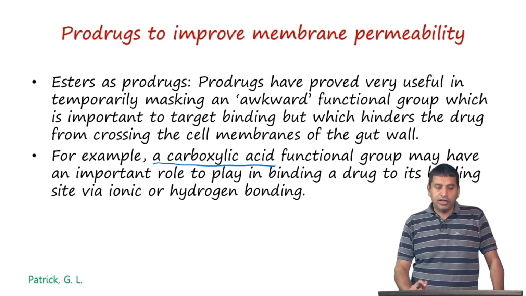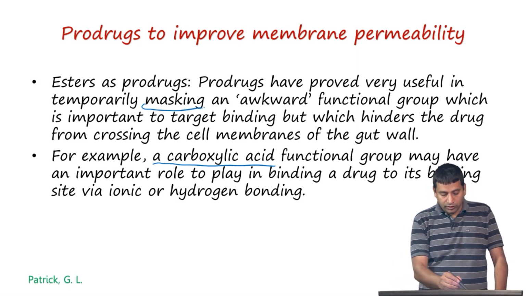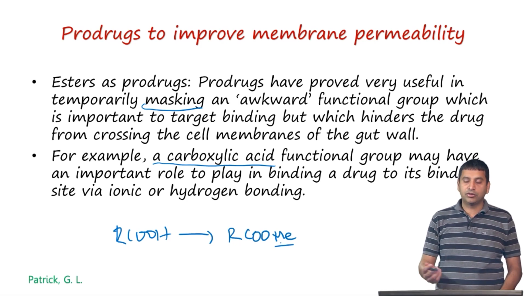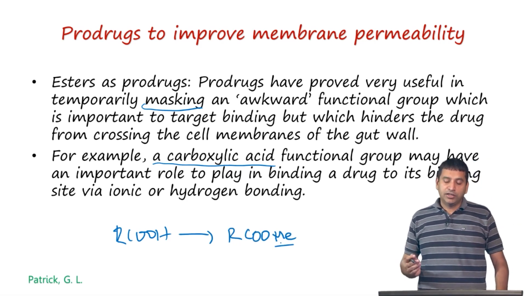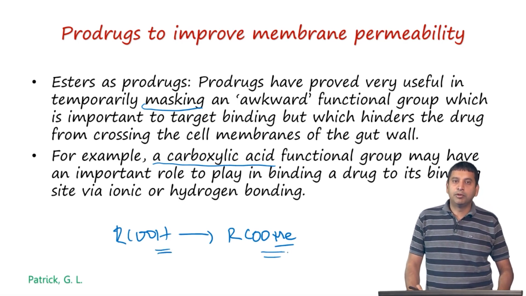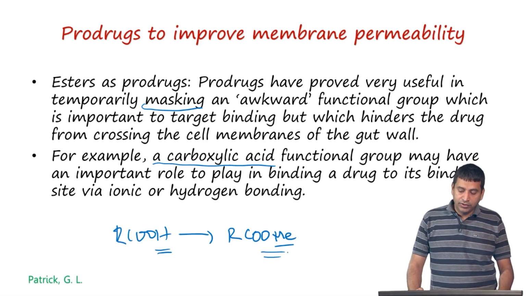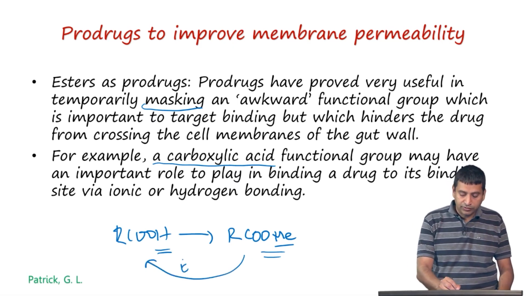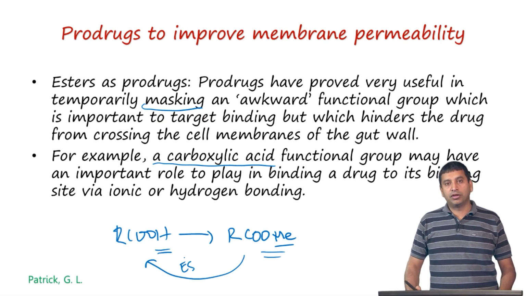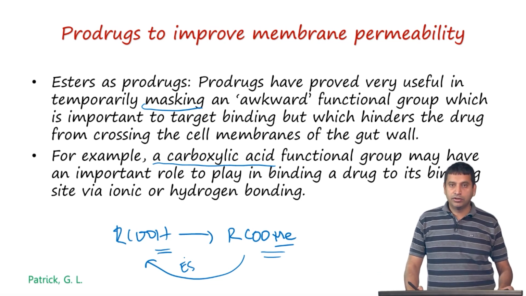Okay. So, this provides a temporary mask. So, you convert a carboxylic acid RCOOH to the corresponding ester. In this case, we can think about a methyl ester or an ethyl ester, and what it does is that because you have converted a highly polar group to a less polar group, the membrane permeability improves. Okay. Once it gets into the cell, then esterase is going to cleave it and give you back the active carboxylic acid. So, this is one way in which we can temporarily mask an awkward functional group, which is obviously important for the target binding, but is not able to get into the cell.